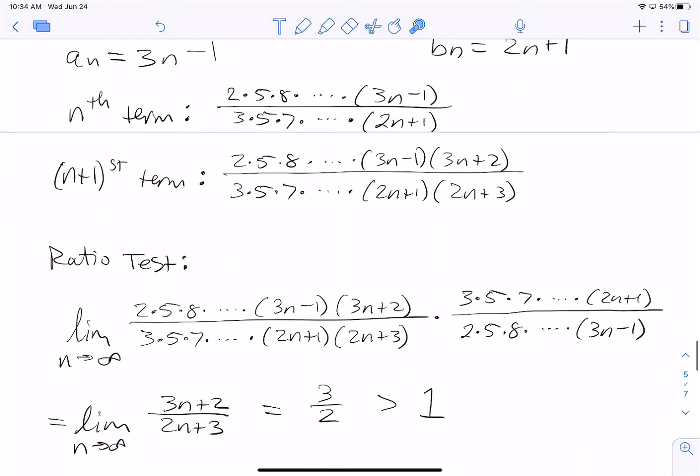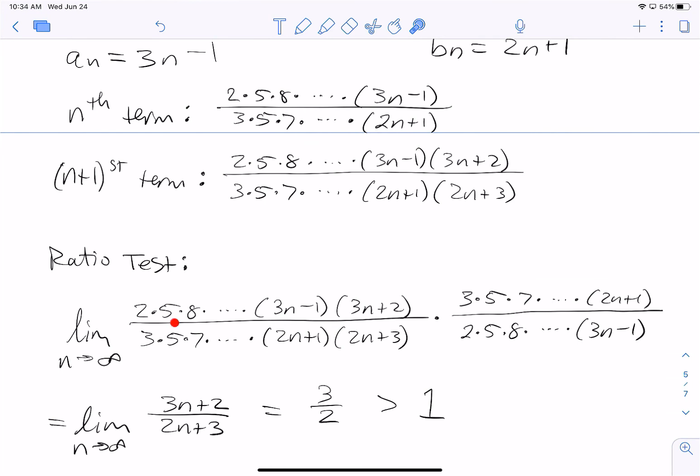For the ratio test, we've got the n plus first term first. 2 times 5 times 8 times the quantity 3n minus 1 times the quantity 3n plus 2 divided by 3 times 5 times 7 times the quantity 2n plus 1 times the quantity 2n plus 3, times the reciprocal of the nth term, so that's times 3 times 5 times 7 times the quantity 2n plus 1 divided by 2 times 5 times 8 times the quantity 3n minus 1.